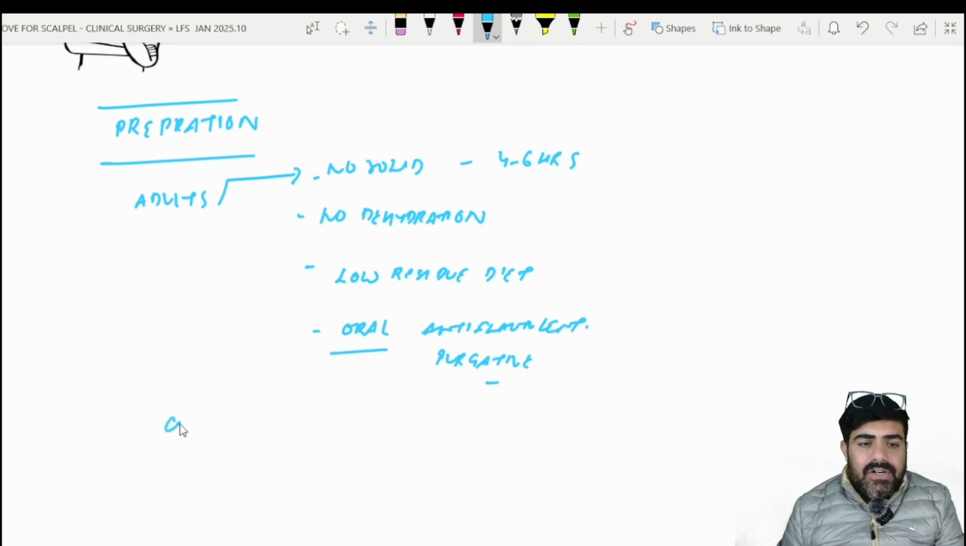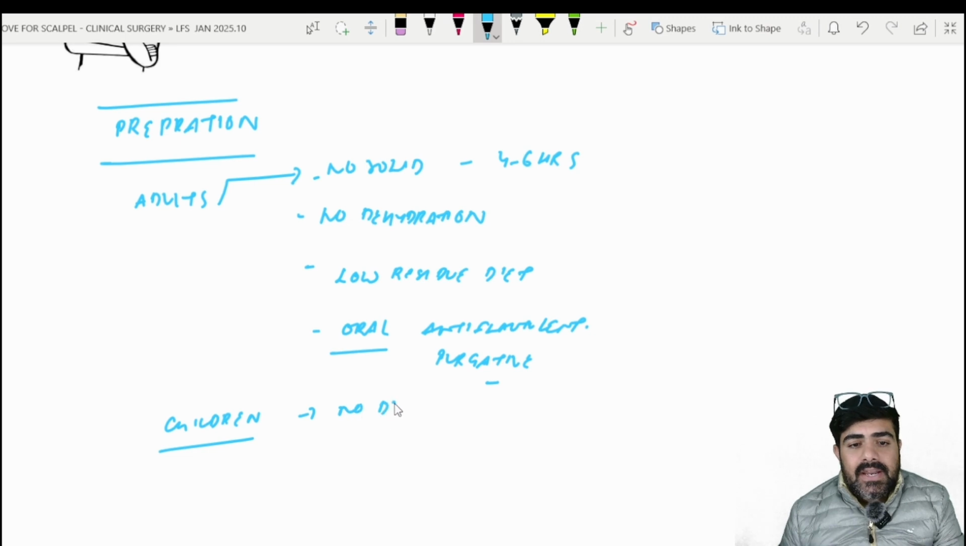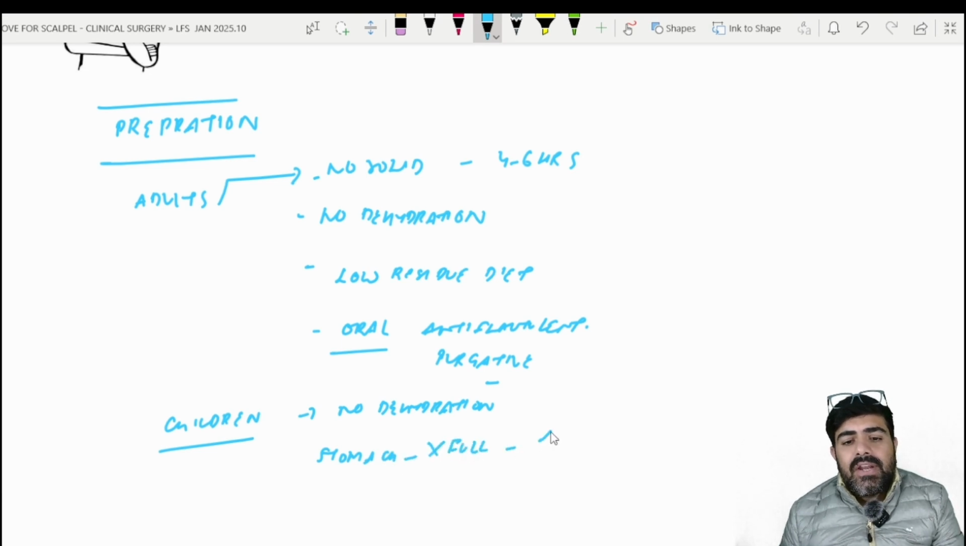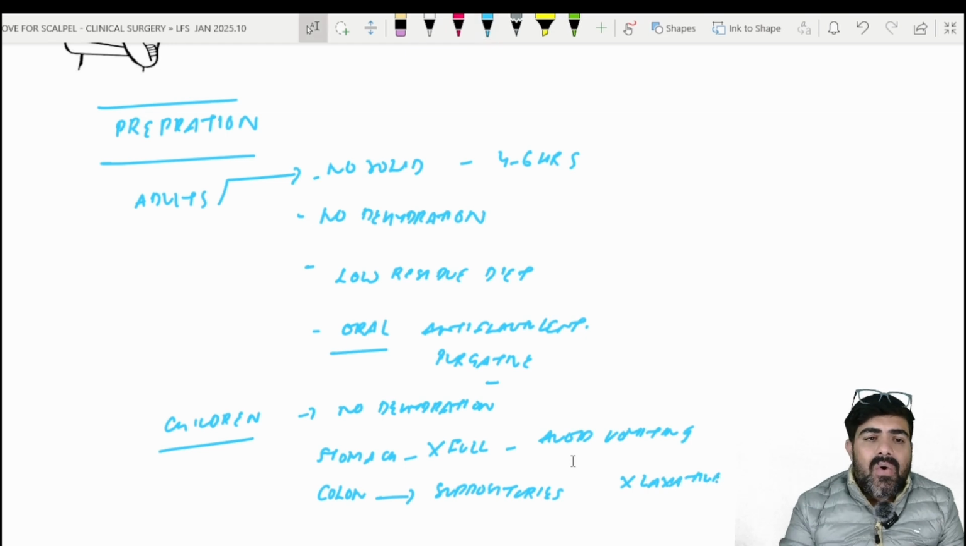Then in children, no dehydration again. The stomach should not be full, to avoid vomiting. And the third important thing is bowel preparation, the colon should be empty. And how is it done? It is done with suppositories and not laxatives. So this is how the patient is prepared.